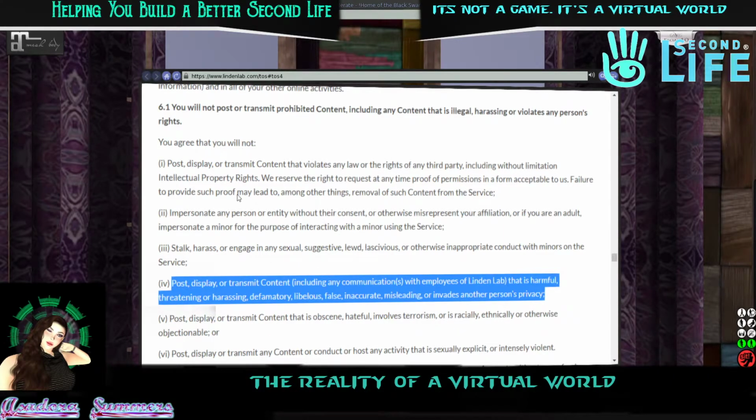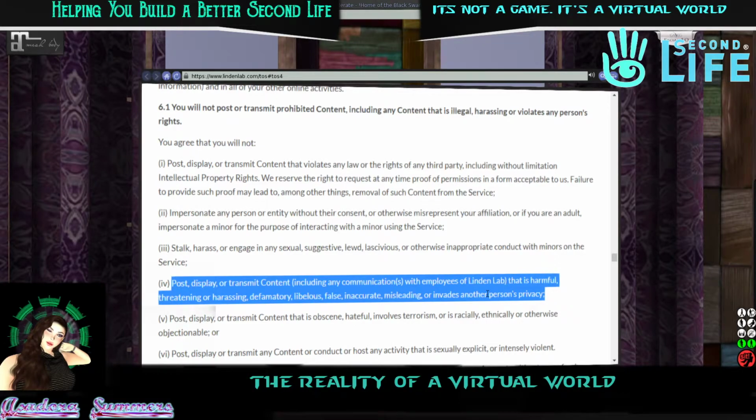Next, you agree that you will not post, display, or transmit content, including any communications with employees of Linden Lab, that is harmful, threatening, or harassing, defamatory, libelous, or otherwise false, inaccurate, misleading, or invades another person's privacy. These are with the employees of Linden Lab. It does not say other users. It does not say other service users or users of the service. It says with employees of Linden Lab.